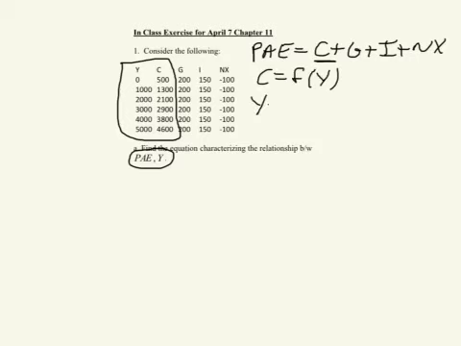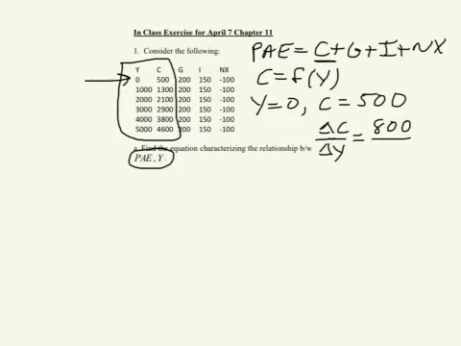Because I know when y is equal to 0, consumption is equal to 500. I'm just looking at the table right there. And I also know that the change in consumption over the change in income is equal to, along any 2 points, consumption is changing by 800 every time income changes by 1,000. So I know that the MPC is 0.8. So I know consumption is equal to 500 plus 0.8y.